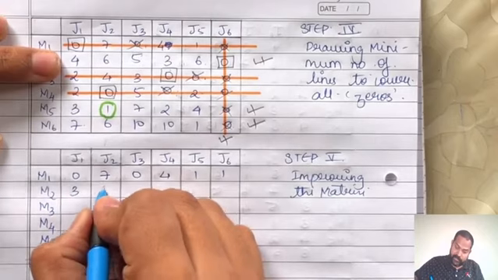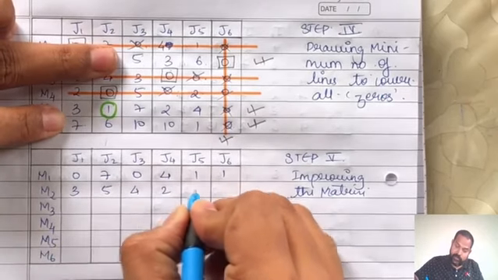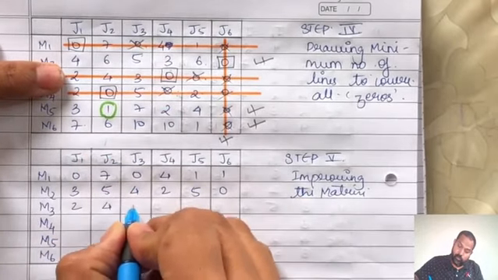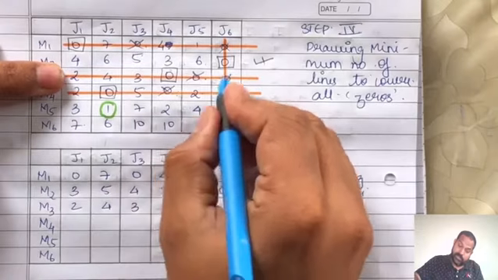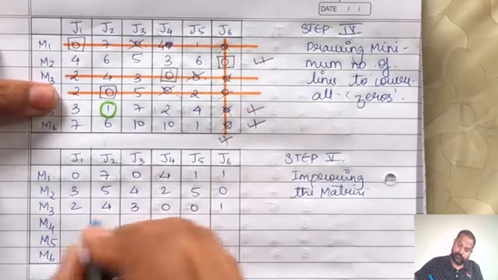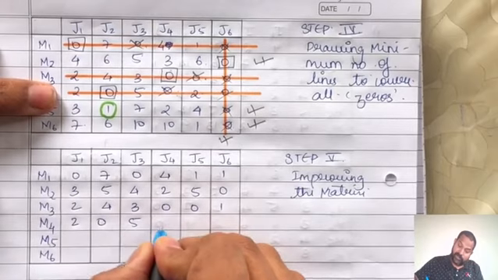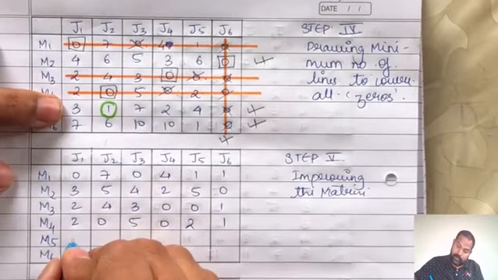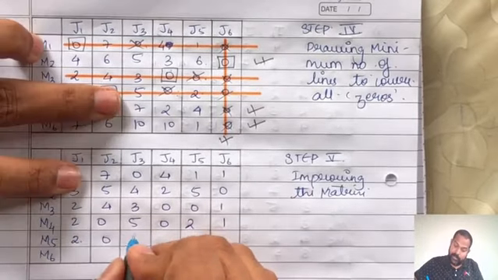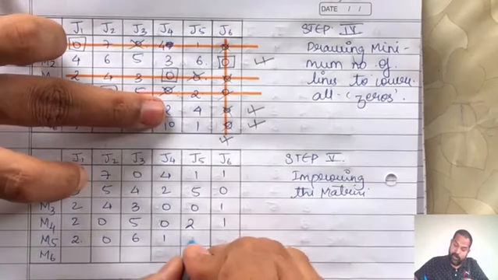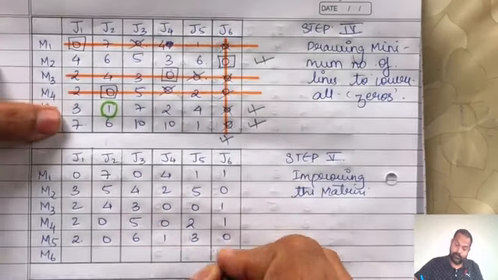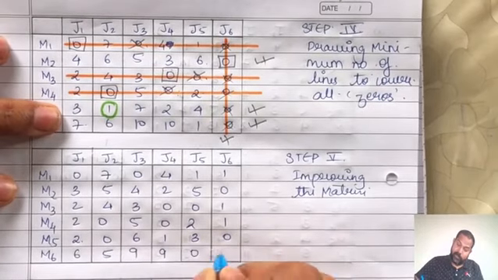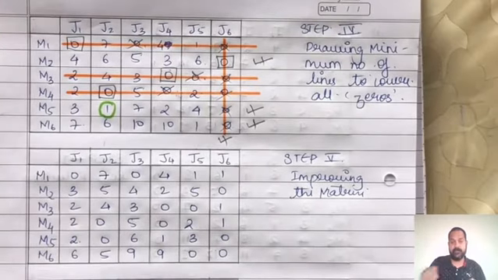4 will become 3, 6 will become 5, 5 will become 4, 3 will be 2, 6 will be 5 and 0. 2, 4, 3, 0, 0. Junction will become 1. 2, 0, 5, 0, 2. Junction will become 1. 3 will become 2, 1 will become 0, 7 will become 6, 2 will become 1, 4 will become 3 and 0. 7 will become 6, 6 will become 5, 10 will become 9, 10 will become 9, 1 will become 0 and 0 remains as 0.